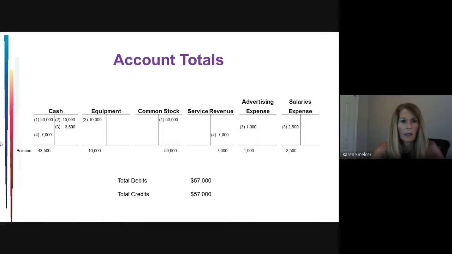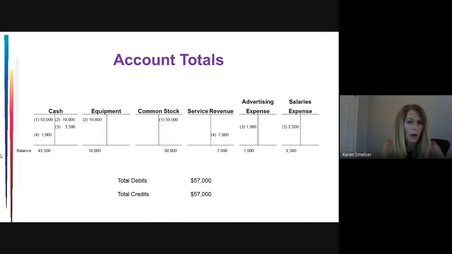So you'll see that in cash, I've taken the $57,000 in debits and I've subtracted the $13,500 in credits, and I've come up with a net of $43,500. And I've done that for each account. And then you'll want to make a final check and make sure your total debits for all your accounts have the same total as your total credits for all your accounts. And if you add these up, they should total $57,000 each, the debits and the credits.